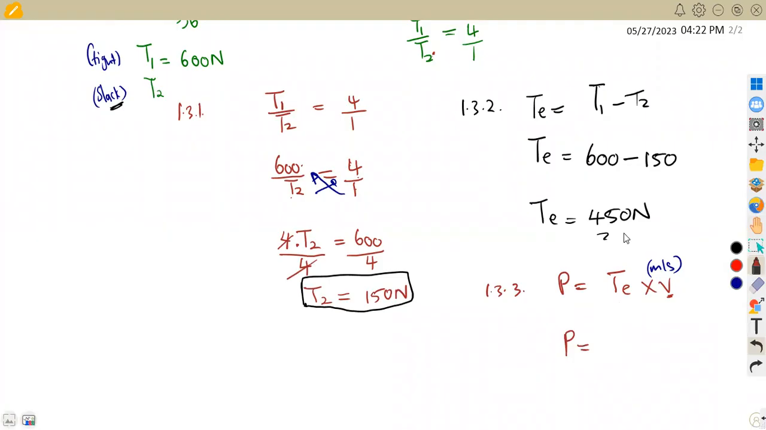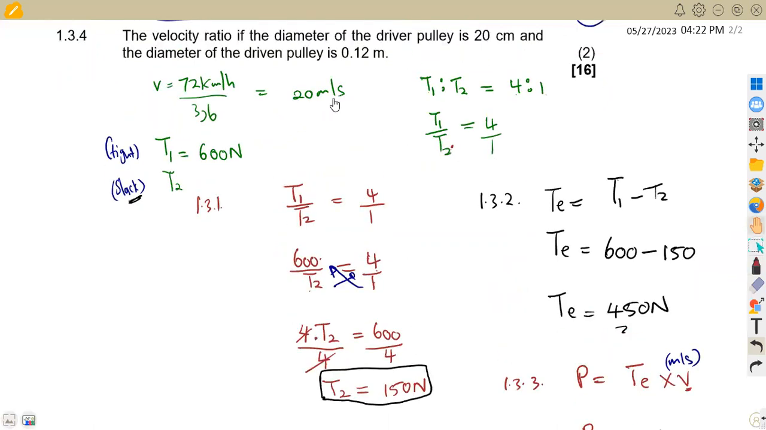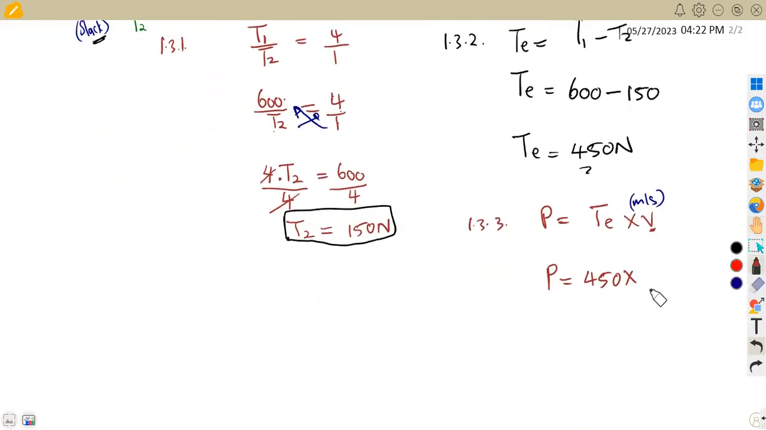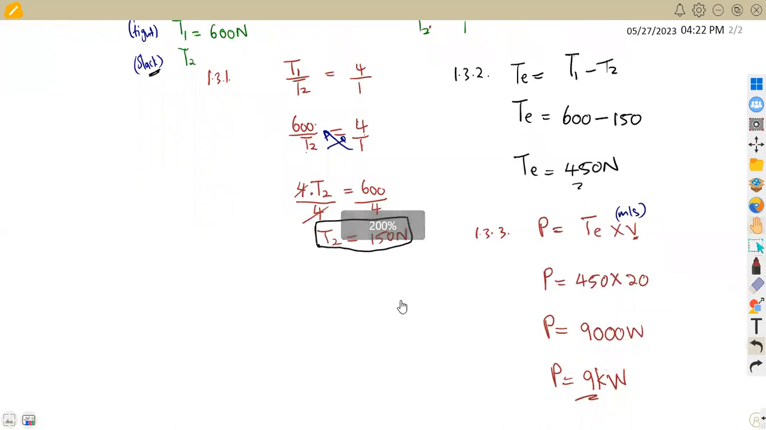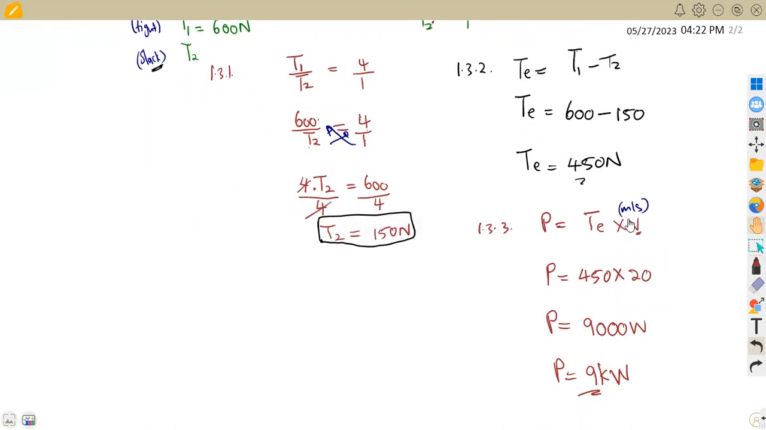So already we've got our effective tension here, which is 450, times the velocity we already calculated. Remember, we converted to meters per second. We got 20 meters per second. So here we are going to multiply by 20. So that is our P is equal to 450 times 20. That is 9,000 watts. So we are going to have our power as 9,000 watts, which you can convert to kilowatts, divide by 1,000. So this will be 9 kilowatts. Okay, so this is how we can calculate power from the effective tension and the velocity.